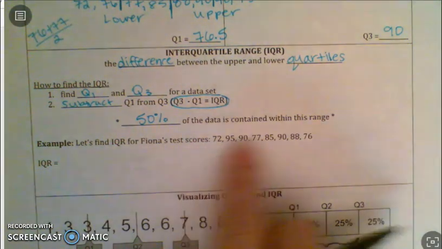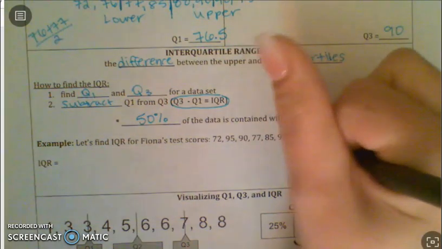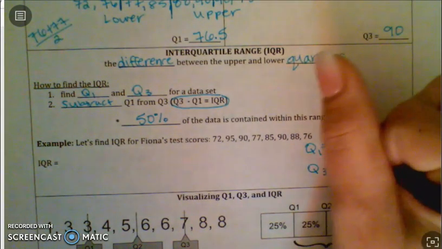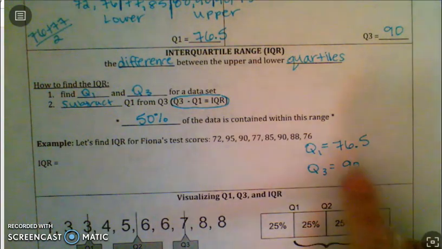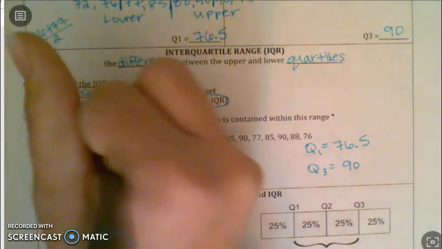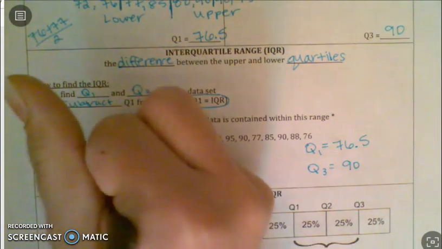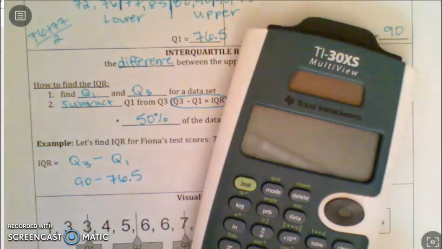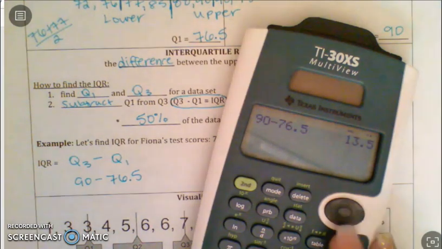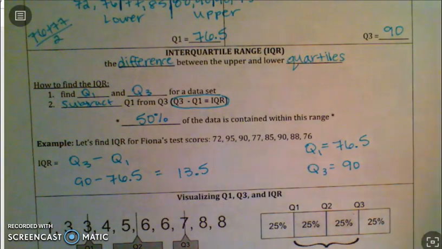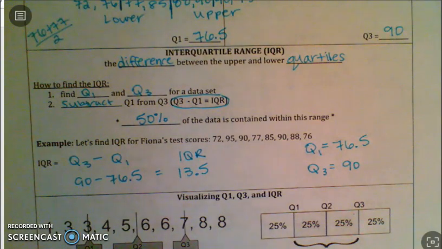So again, we're using the same numbers above. So we already have Q1, we figured that out, was 76.5, and we already have Q3 was 90. So we need to do Q3 minus Q1. So that's going to be 90 minus 76.5. 90 minus 76.5 is going to give me 13.5. So 13.5 is our IQR, interquartile range.